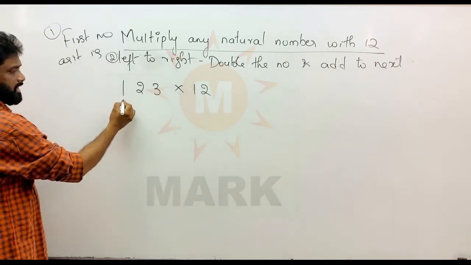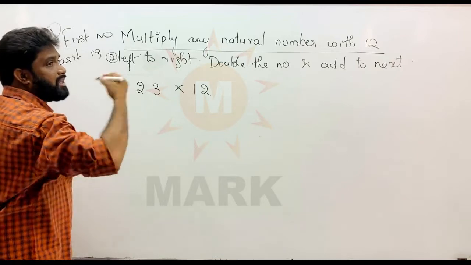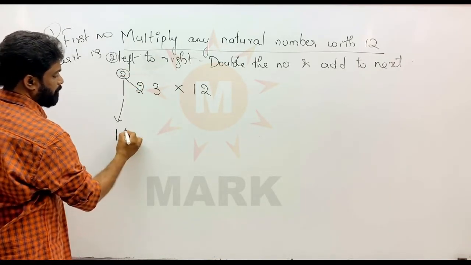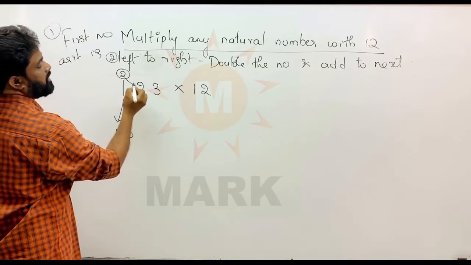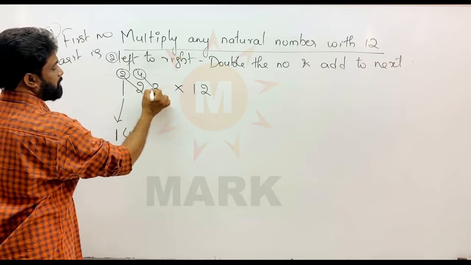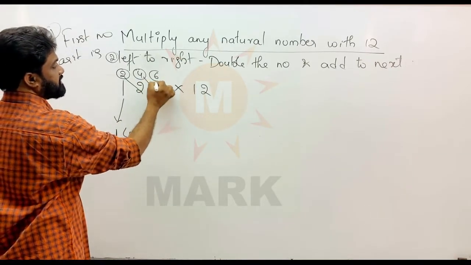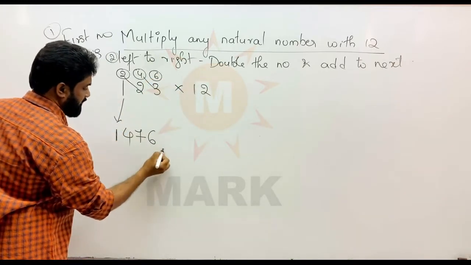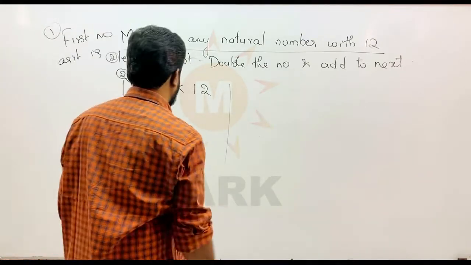That means, my dear friends, can I write like this? First 1 as it is I am writing. Then what? Double the number and add to the next number. What is double of 1? 2. 2 plus 2, 4. Double the number, add to the next number. Again take 2. What is double of 2? 4. What is 4 plus 3? 7. Then again, what is double of 3? 6. Is there anything to add? No, nothing is there to add. Then 6 as it is you have to write. Your answer is 1476.